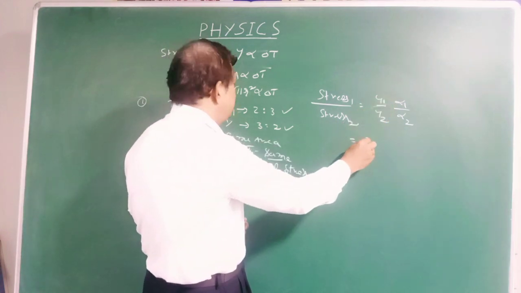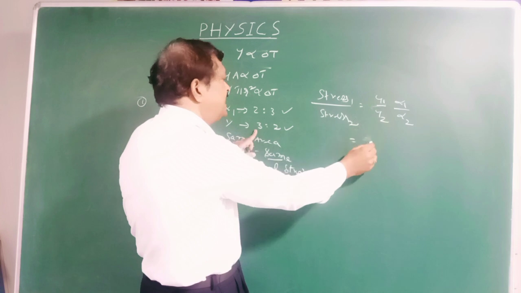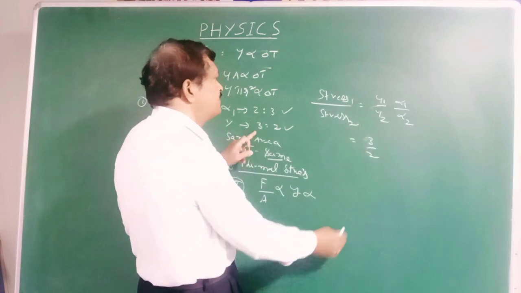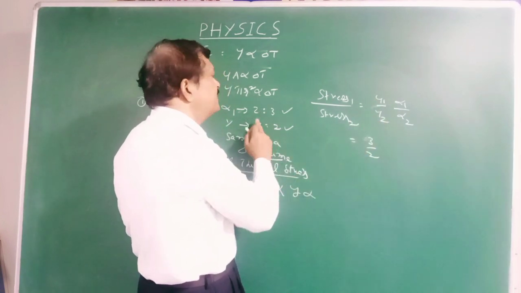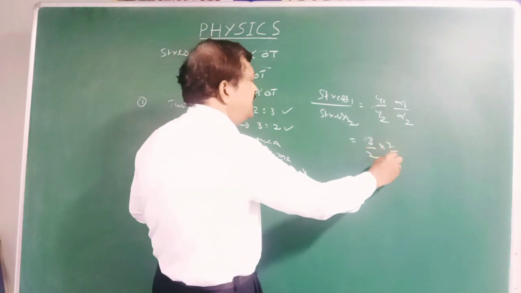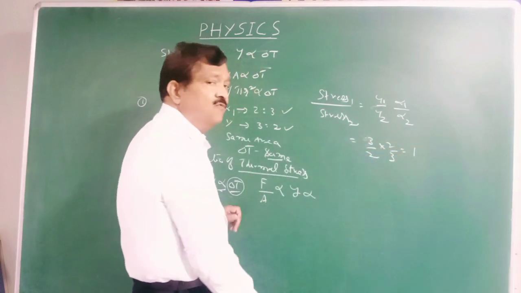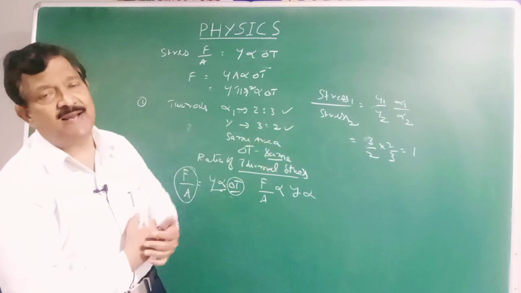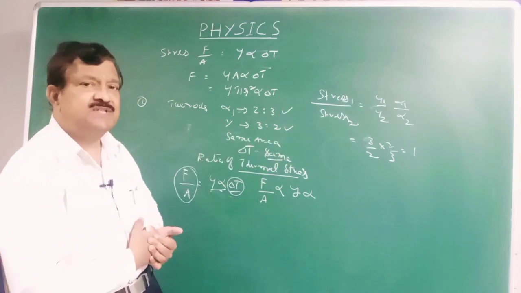So the ratio of the stresses is, ratio of y1 by y2 is 3:2 and alpha 1 by alpha 2, that is 2:3. What is the final answer? 1. They are having the same stress in both the cases.